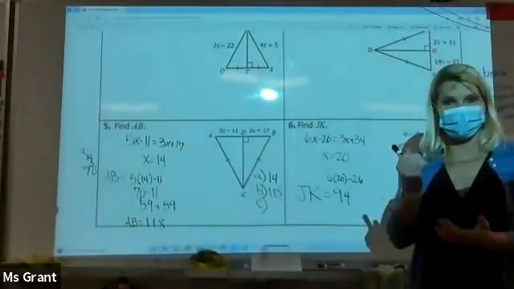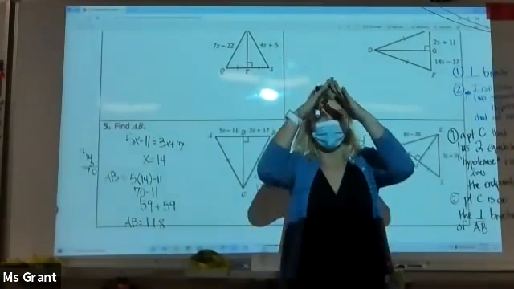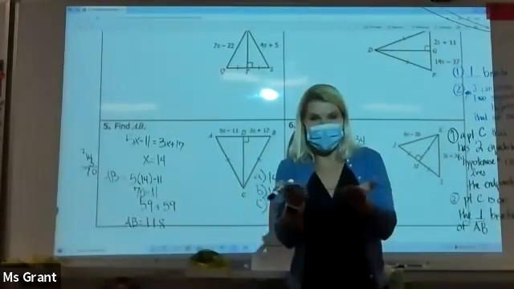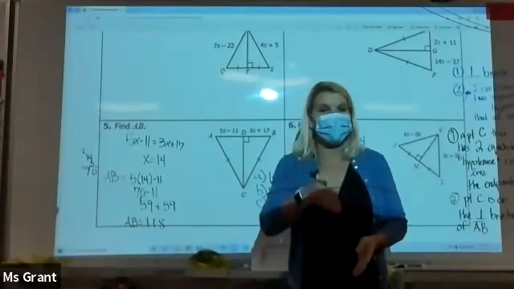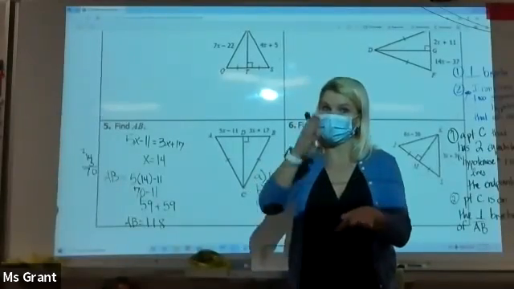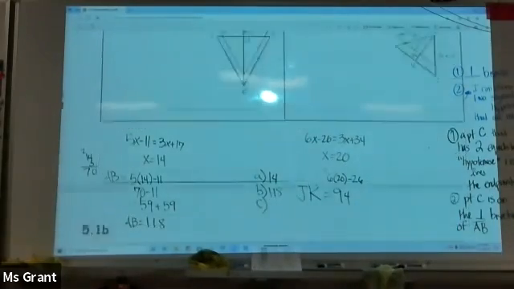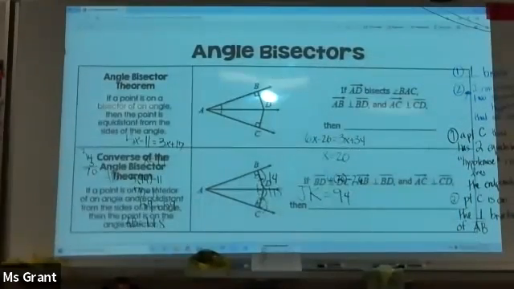That's a perpendicular bisector. It creates lots of congruent parts. The hypotenuses, the base legs, the base sides, and of course the reflexive property. If you had to do a proof, there'd be the reflexive property in the middle. So that's perpendicular bisectors. I am now moving on to angle bisectors.